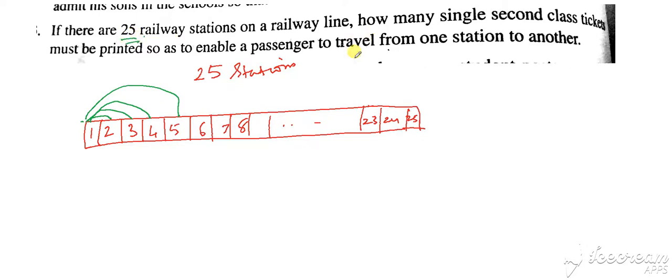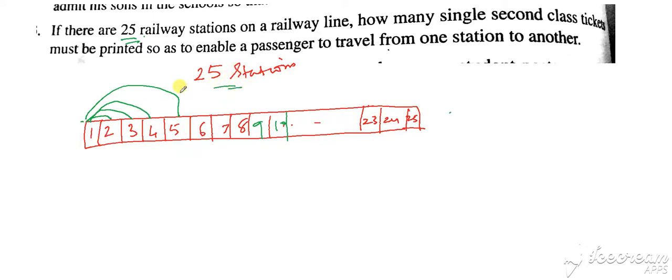And how many single second class tickets must be printed so as to enable a passenger to travel from one station to another station? Say for example, these are the 25 stations like this: 1, 2, 3, 4, 5, 6, 7, 8. Say this is 9, 10, 11, so on, 23, 24, 25. Now look here, there are 25 stations.